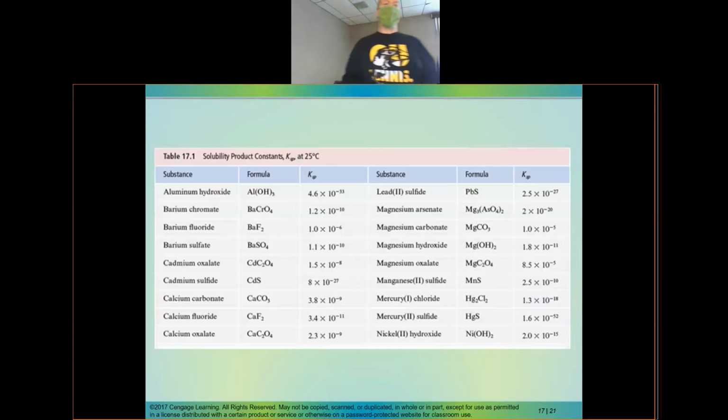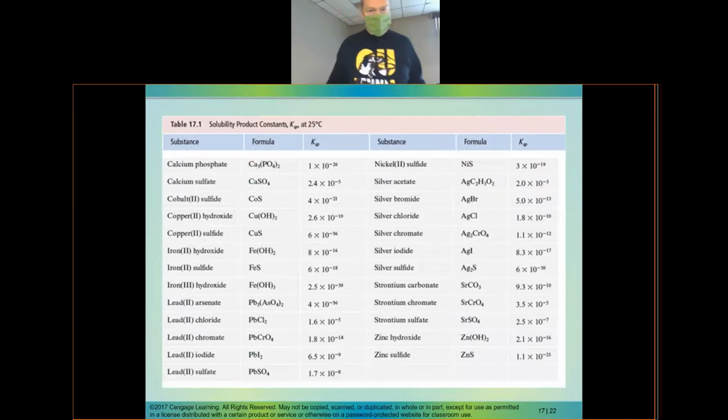All right, so you're going to have a chart, in this case table 17.1. That's going to give you a bunch of KSP values. And what you'll know is all of the exponents are negative. Every KSP value is a small number. Pick one out of here. Any of these ain't good. None of those is what I'm looking for.